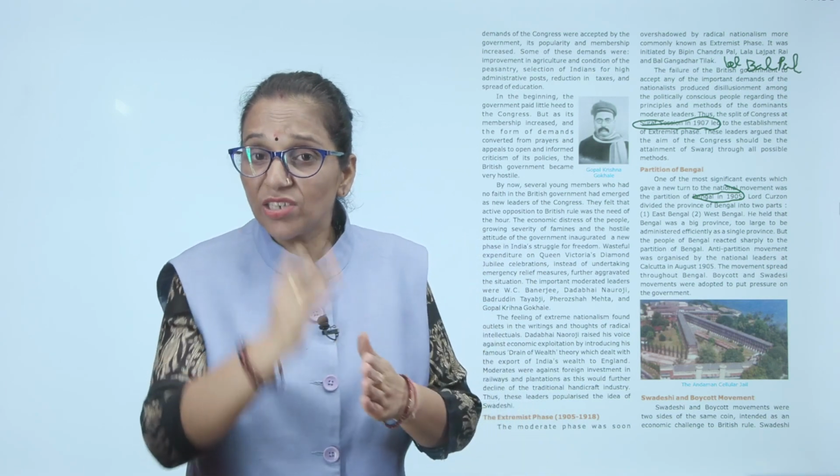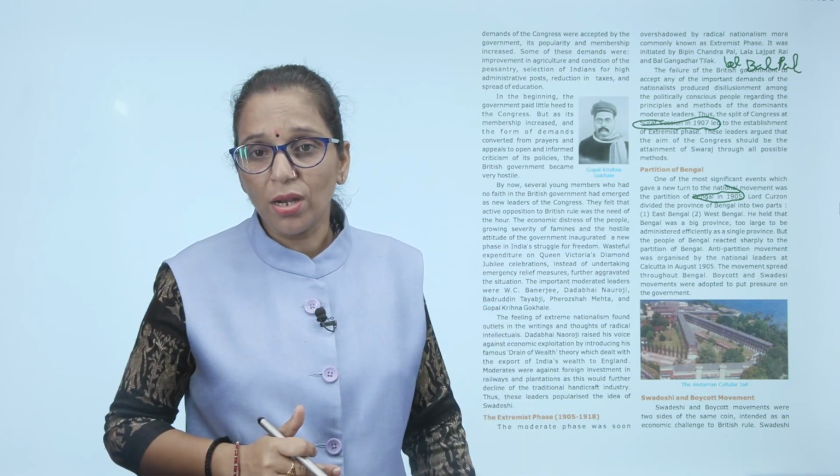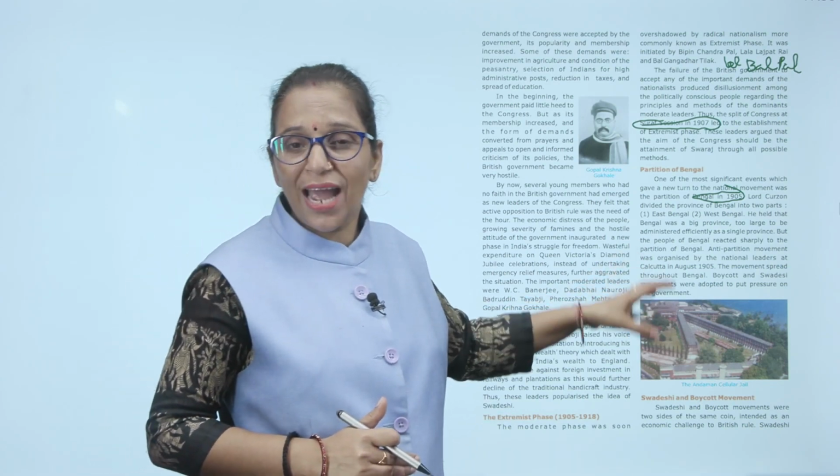And in East Bengal area, mostly Muslim people were living. By dividing this, they divided the Hindu and Muslim. That partition showed. And people of Bengal reacted sharply to this partition of Bengal. Even 16th October 1905 was observed as the mourning day, Shok Divas.